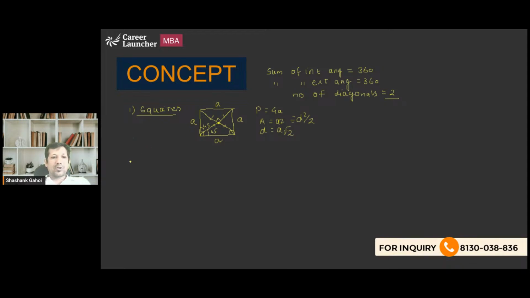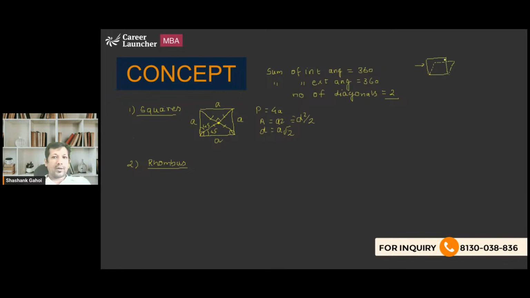Now let's talk about the rhombus. What is a rhombus? Try to understand this. This is a square, right? If I keep the base fixed and put a force over here, you are going to get a little distorted figure like this, right? Now this shape is called your rhombus.